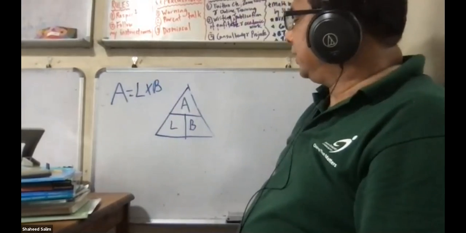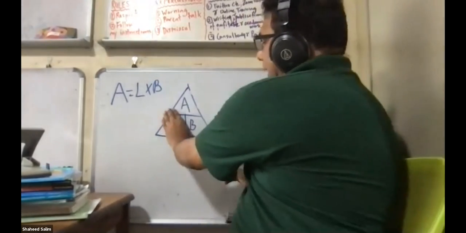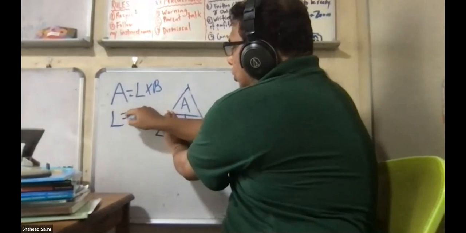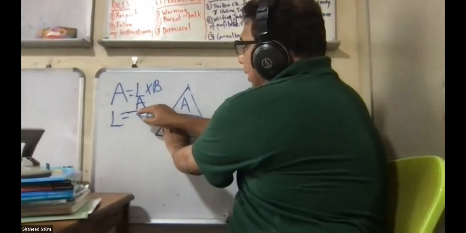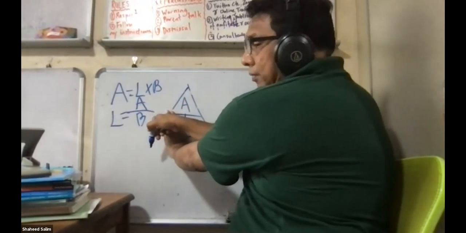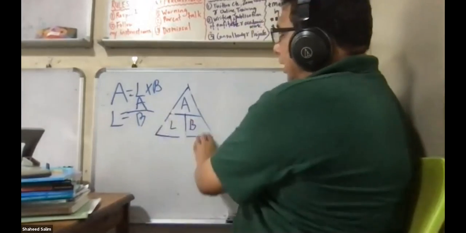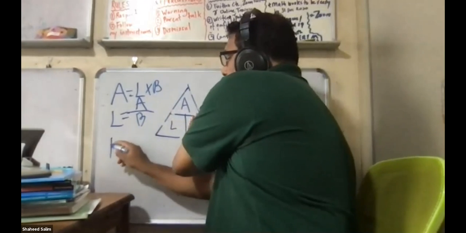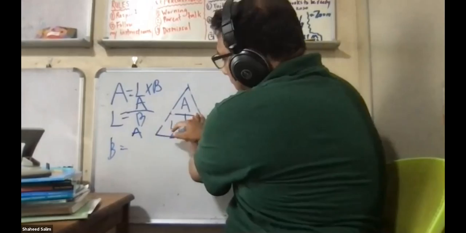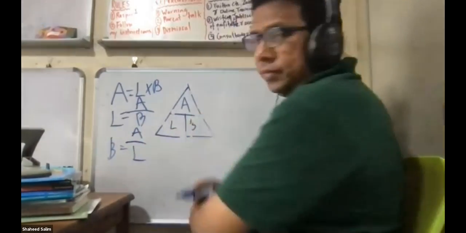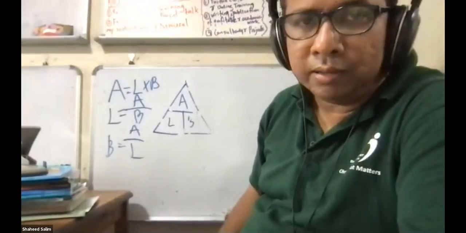If you want to find, let's say, length, you cover length. Length equals area on top, breadth below. Area divided by breadth. Can you see that? You want to find breadth, how to do? Area on top, length is below, like that. You know how to use this triangle?